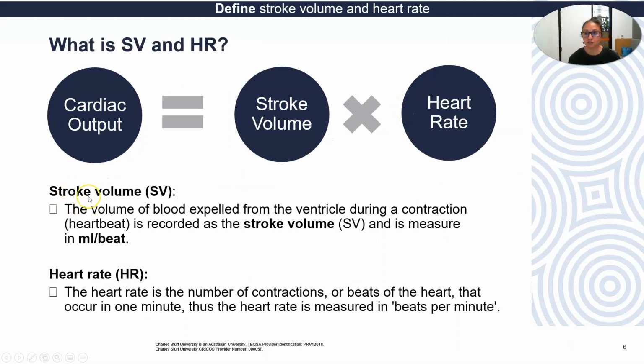Here we go. Stroke volume, what is it? Stroke volume is how much blood is ejected from one ventricle during a heartbeat or contraction, okay? So stroke volume is how much blood comes out of one ventricle every time that ventricle contracts. And what is heart rate? Heart rate is just the number of contractions per minute.